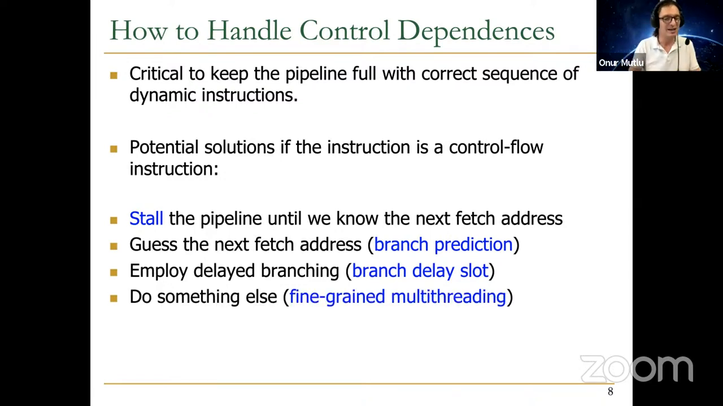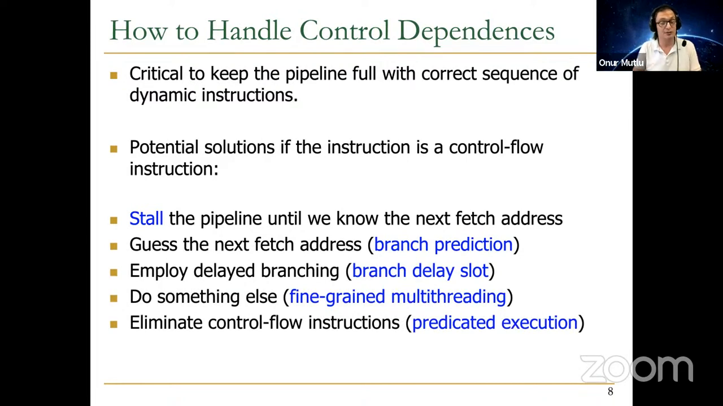Do something else, fine-grained multithreading. We already covered this in its own part of a lecture related to pipelining, as you remember. Certainly, fine-grained multithreading gets rid of the control flow dependencies within a thread, by fetching instructions across different threads, so you don't need to predict branches at all, because you're not filling the pipeline with instructions from the same thread anyway. And clearly this is nice, but we already covered the trade-offs.